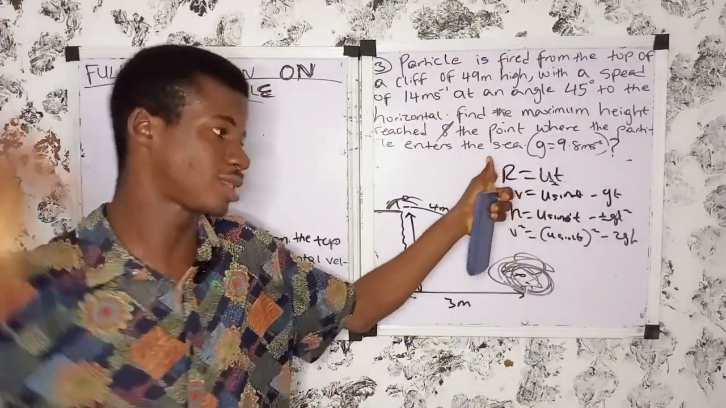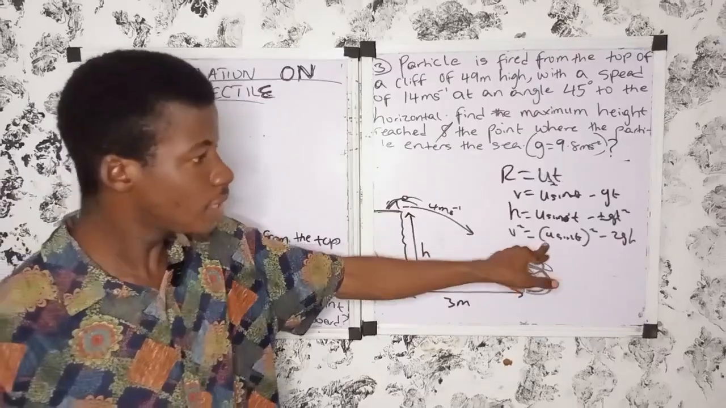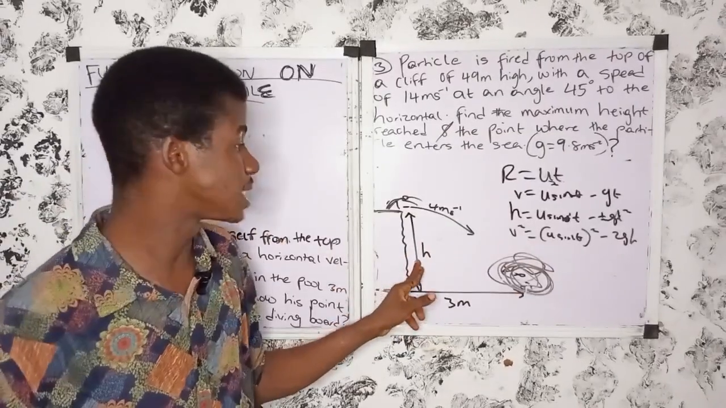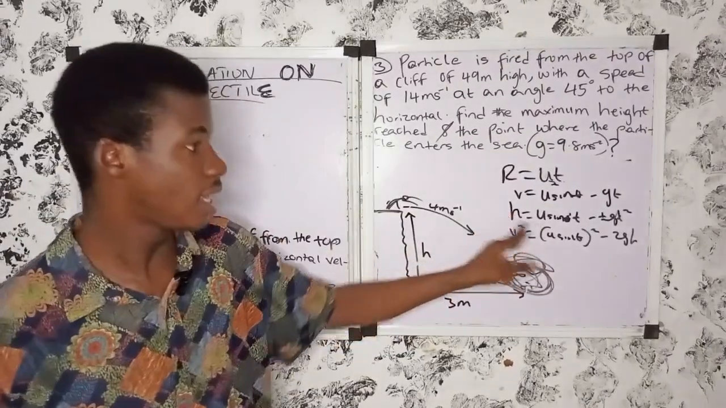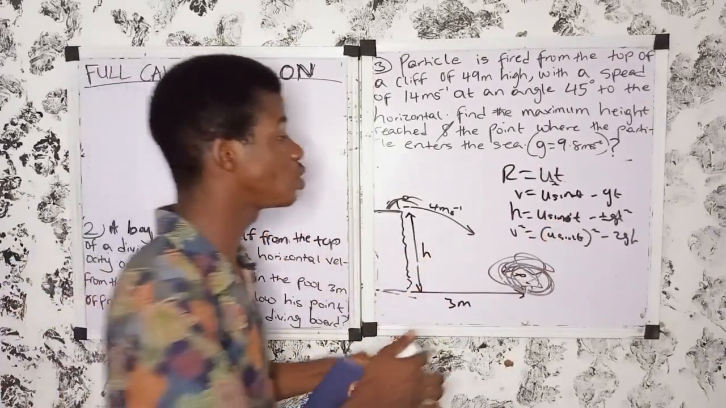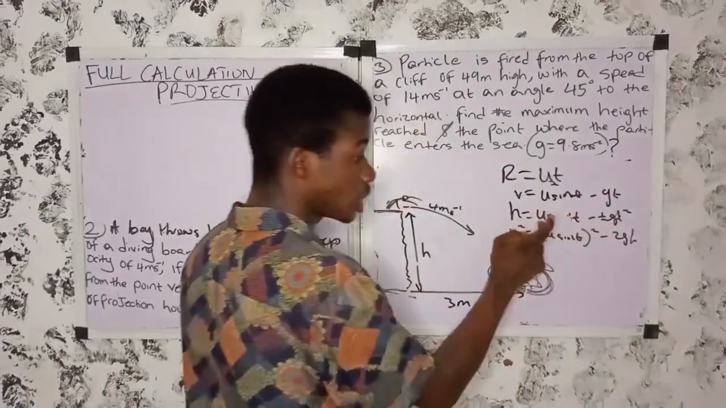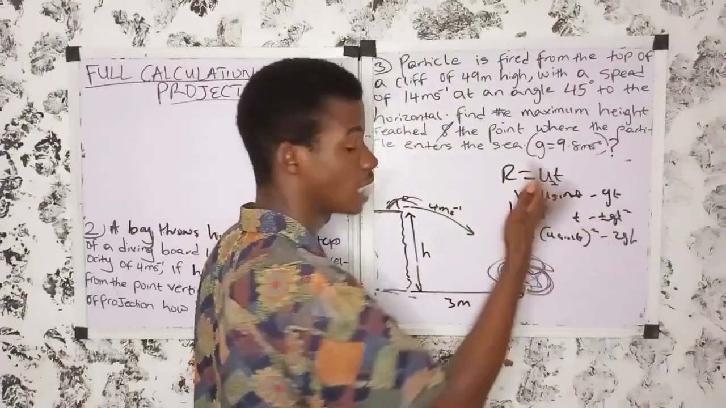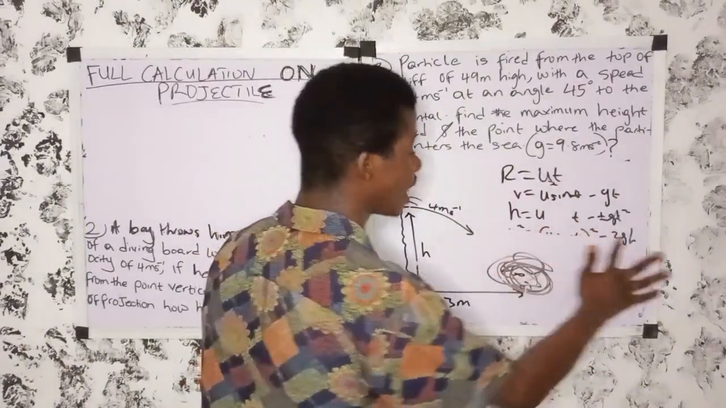Range is related to horizontal. Now, in this question, we are told to look for the height, so we are going to use this one. But if you look at it, there is no angle in the question, so we are going to neglect the angle. We are using this second equation, so we neglect the angle. So we now have something like this.